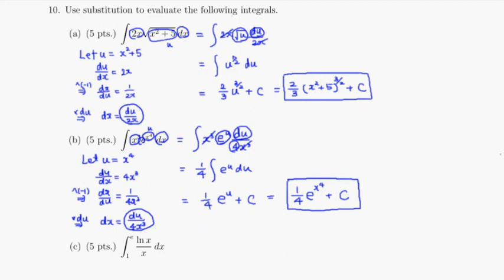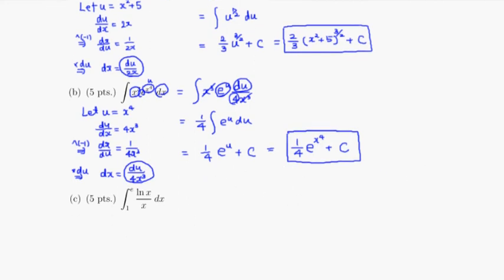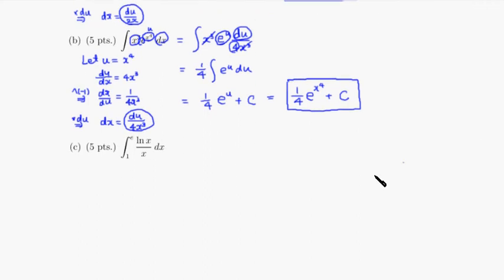Let's look at part C. I'm going to slide down a bit so that we have a little bit more room. All right, we want to evaluate this definite integral. So we have a natural log of x there. So we're going to call that u. Let u be natural log of x. Then take the derivative of u with respect to x as usual, which is 1 over x.